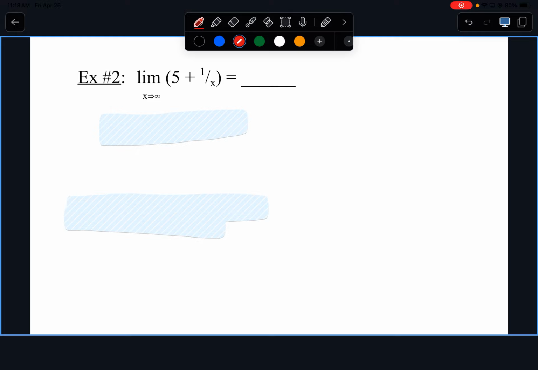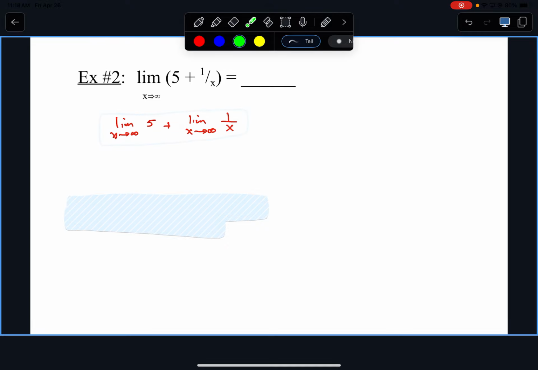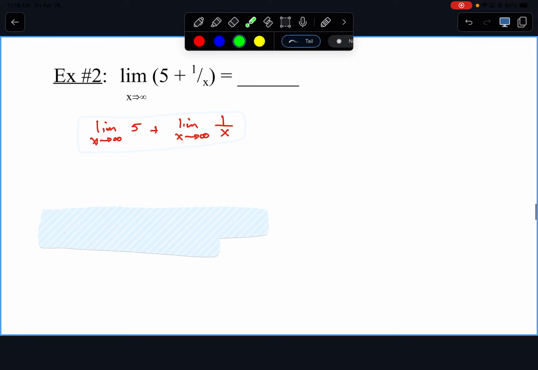So if you take a look, here's one of those examples I was just talking about. We could take that equation and try to find a common denominator and combine the 5 and the 1 over x and put that all together. But we don't need to. Instead, let's just find the limit of each part. I can find the limit of 5, and I can find the limit of 1 over x, and then just add those limits together.